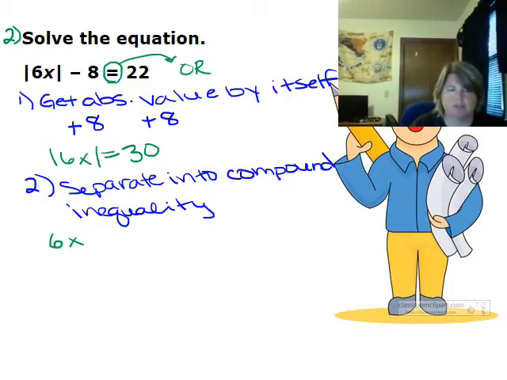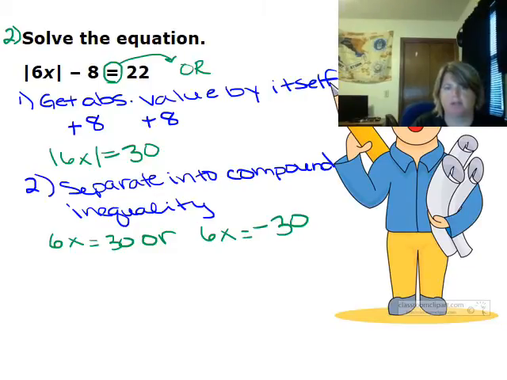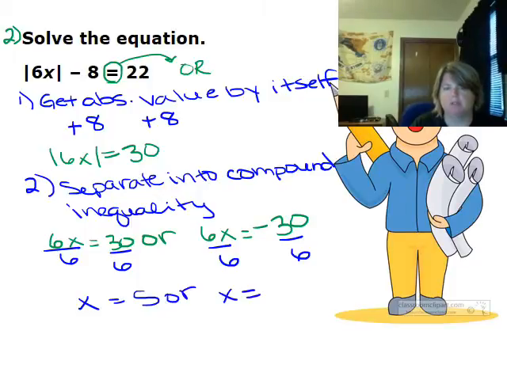So 6x equals 30. Because it's equal to, we do or, and then we do 6x equals negative 30, because we've got to look at the right side and the left side. So we solve both of these equations. I'm going to divide by 6, divide by 6. And that's actually what step 3 is, to solve the equations. So x is equal to 5, or x is equal to negative 5.